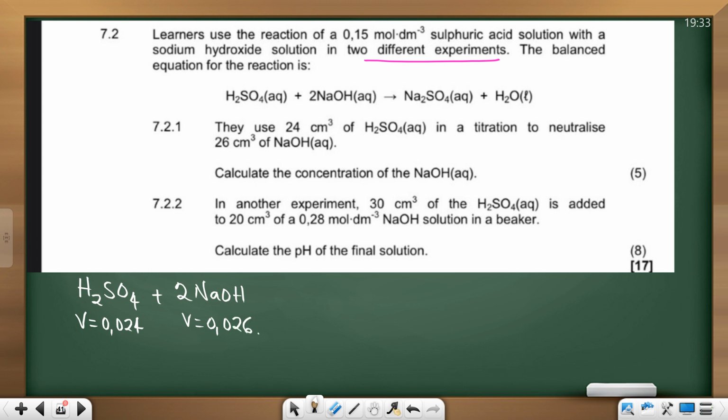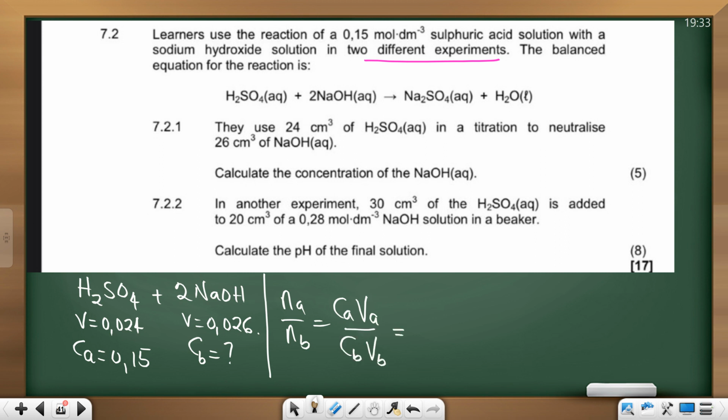What else do we know? Do you see we are looking for the concentration of the base, right? Do we know the concentration of the acid? Yes. First line. Let us use 0.15. Are they both aqueous? Yes. Is it neutralized? Yes. Na over Nb equals to what? CaVa over CbVb.